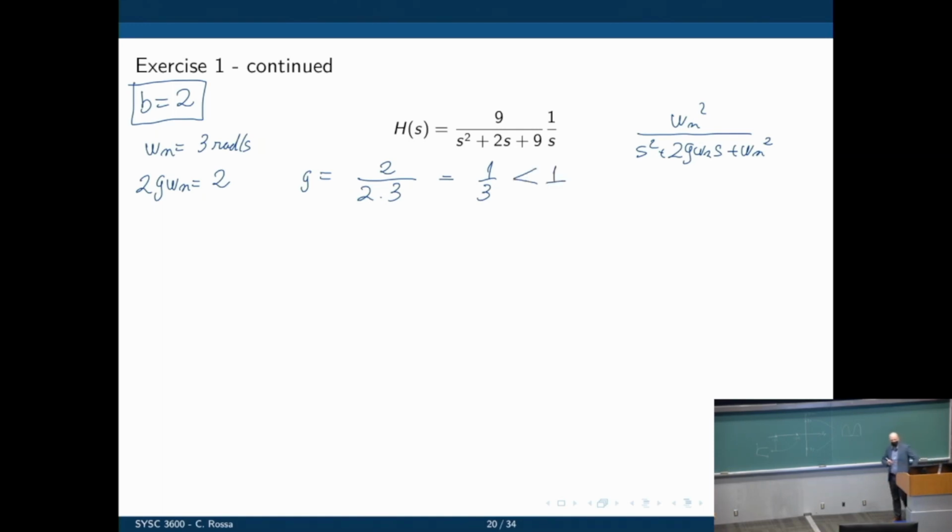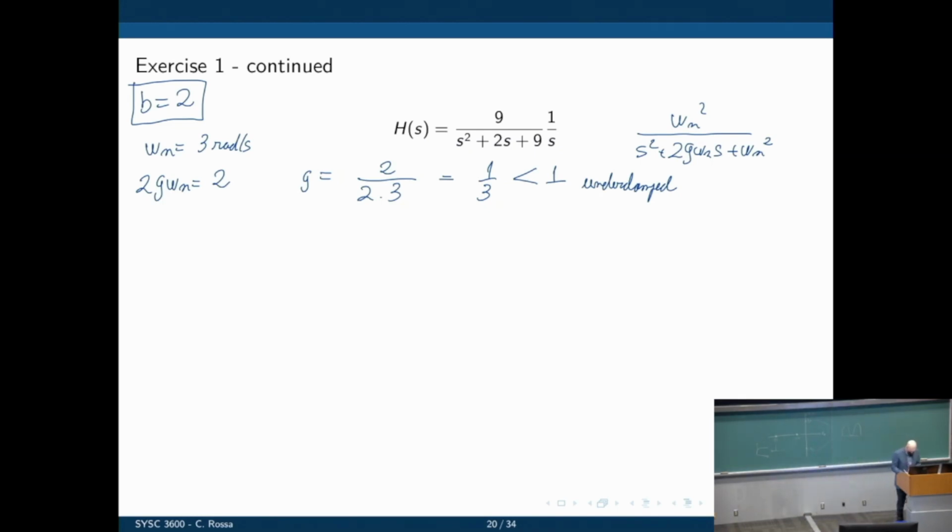Which characterizes what type of system? Characterizes an underdamped system. Underdamped system. This means that if you attempt to find the roots of this polynomial, the roots will have both exponential and sinusoidal components. They will be complex conjugates.